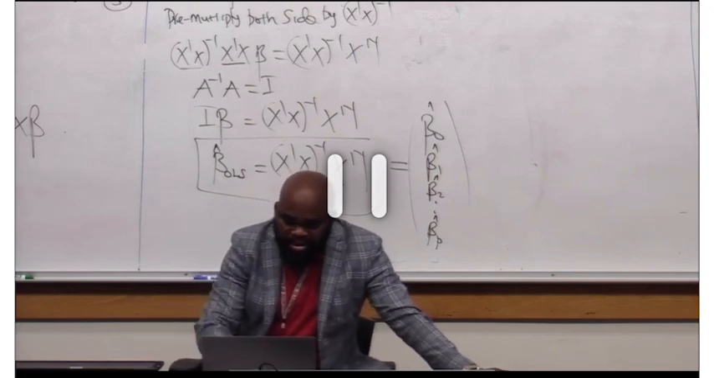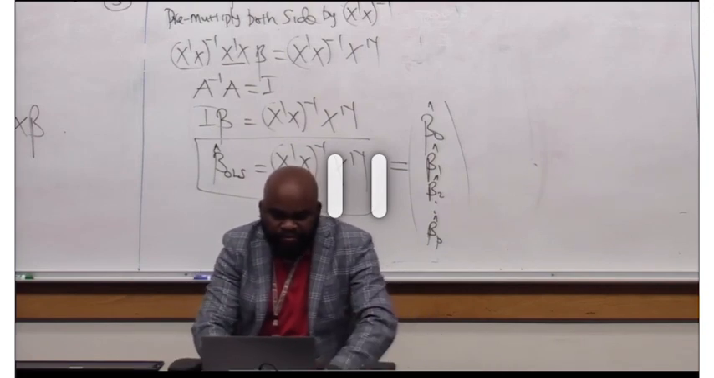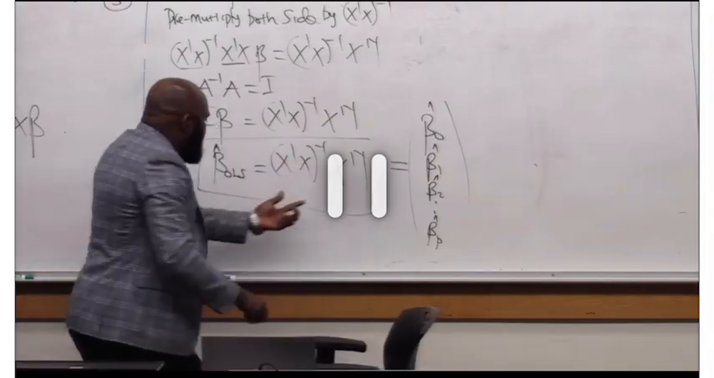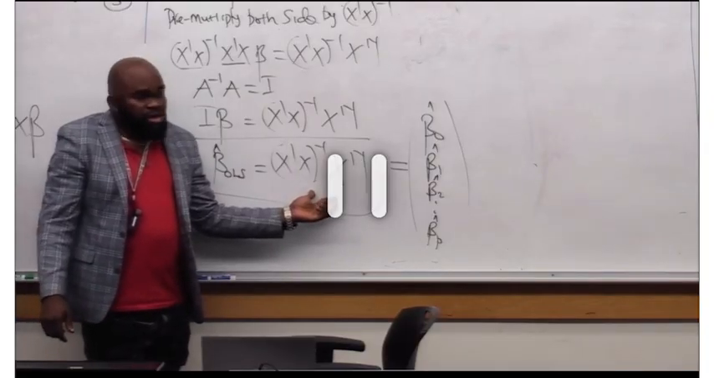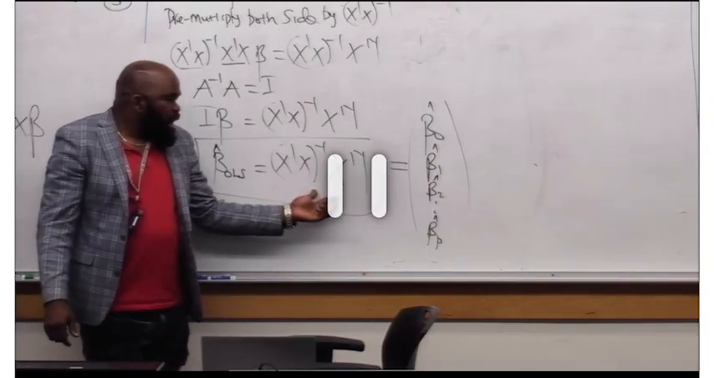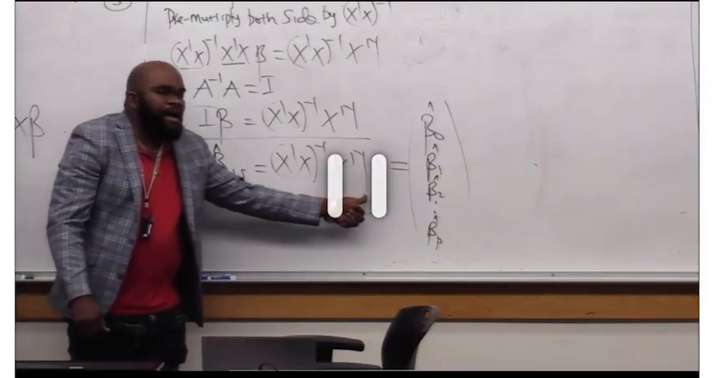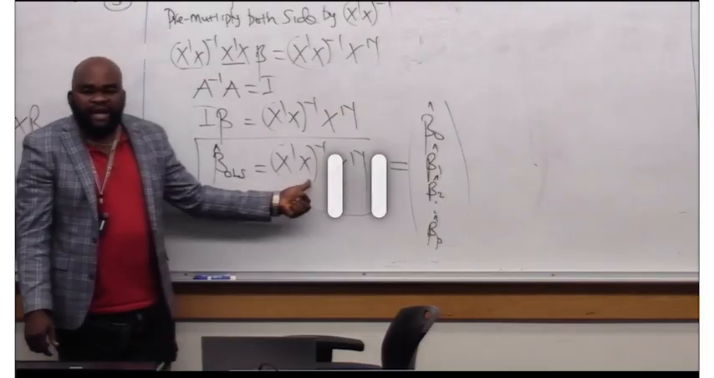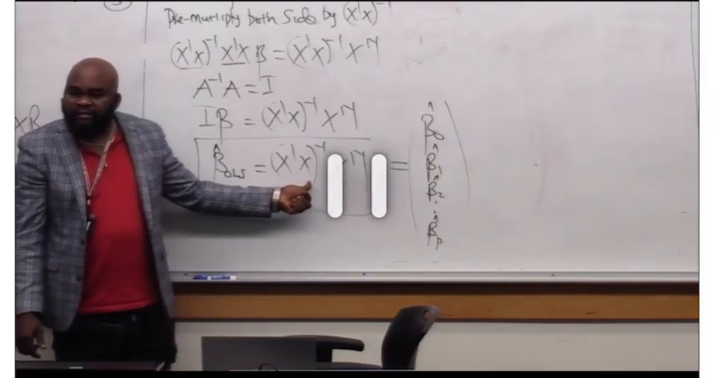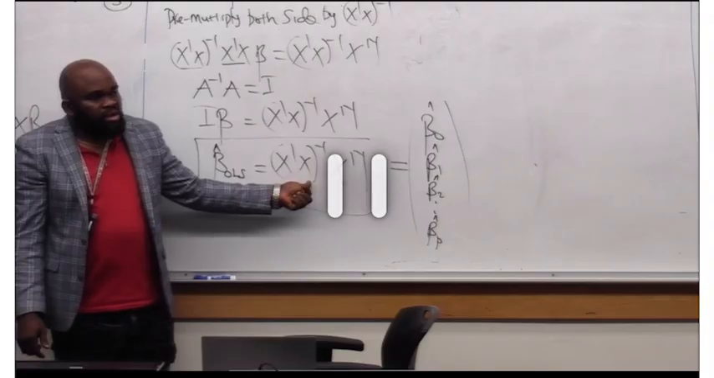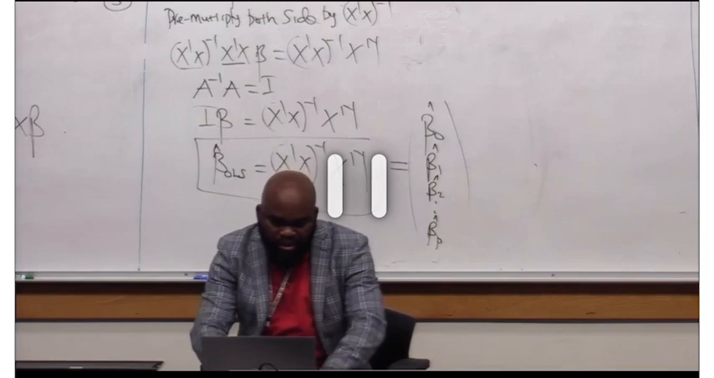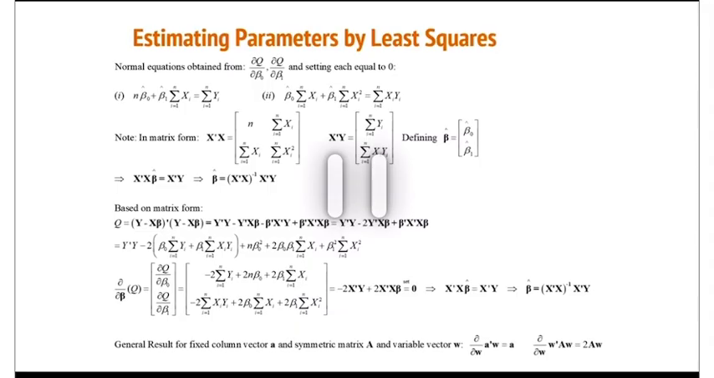Now, take a look at this. Since this is the formula, the question now is, how am I going to get x prime y? What is x prime y? And what is the inverse of x prime x? That's what I want to show you now for simple linear regression. If you don't understand, please ask questions. I want to show you right away. Now, if I'm talking about simple linear regression, take a look at this guy.